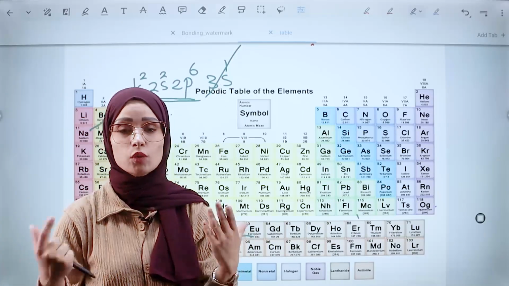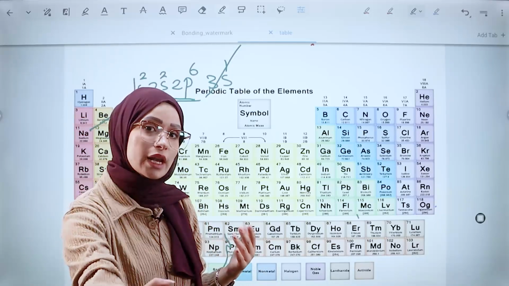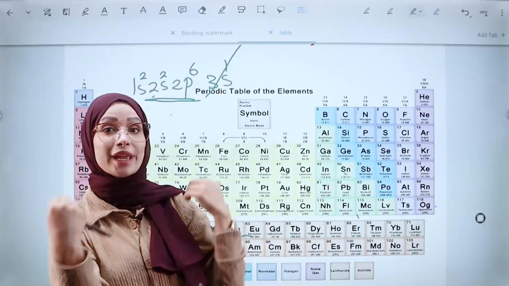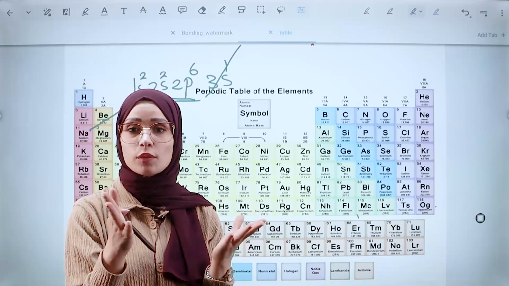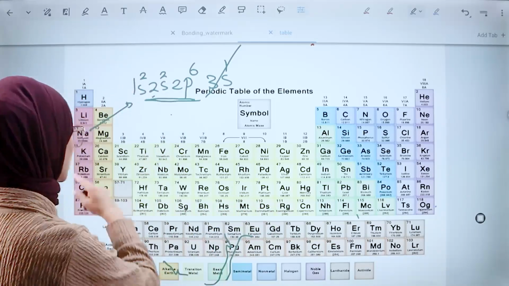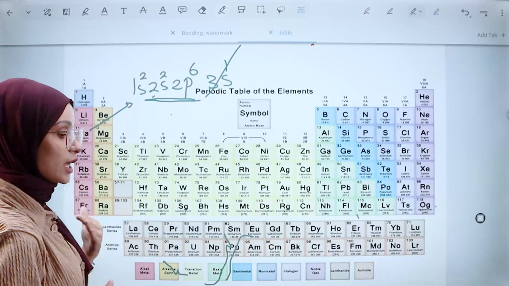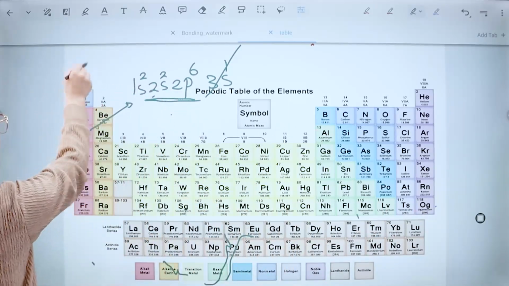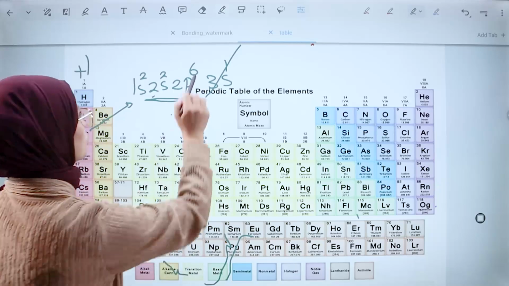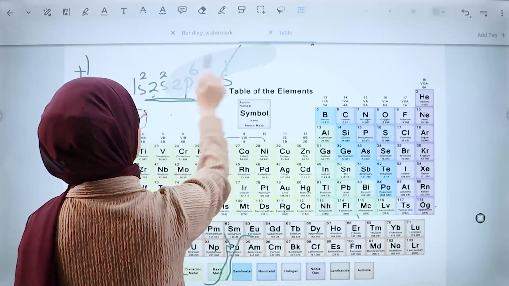So for group number 1, which is easier, to lose 1 electron or to gain 7? Yes, it's easier for group number 1 to lose 1 electron. So actually, group number 1 all lose 1 electron and they have positive 1 charge. For group number 2, it's the same.